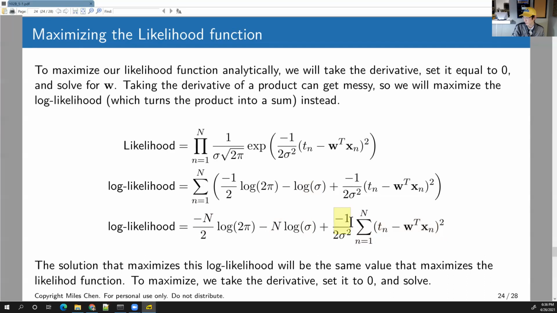And so I have negative 1 over 2 sigma squared, and now we are trying to maximize this term, T_n minus W transpose X_n, squared. This is multiplied by a negative 1. So we're going to take the derivative, set it equal to 0, and solve. We want to find the value of W that's going to maximize this.